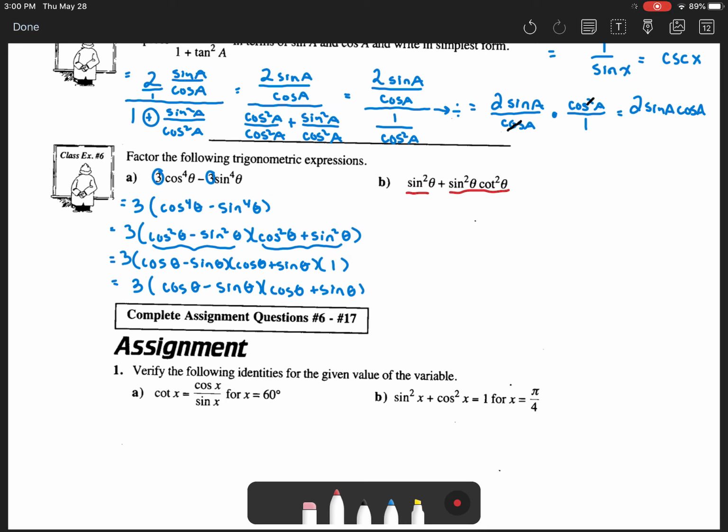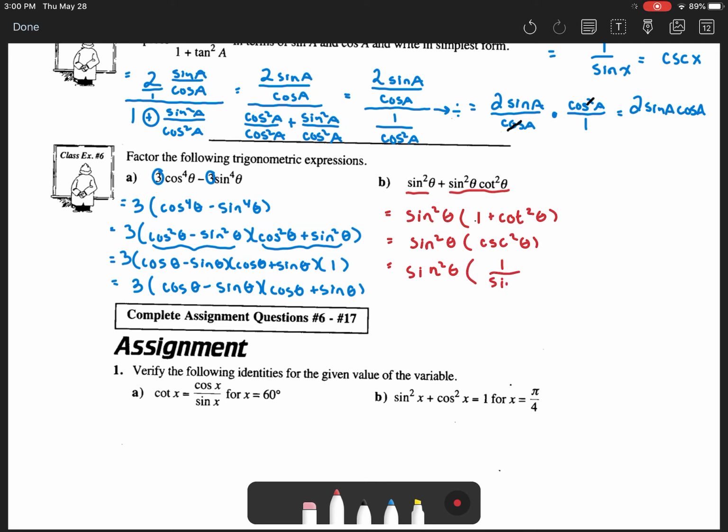In B, again, I have 2 terms. I have sine squared of theta and cotangent squared of theta. So what I can factor out is sine squared of theta. You can see that that is the same between those two terms. So I factor out sine squared of theta, leaving me with 1 plus cotangent squared of theta. Now, if you look on our identities that we learned today, or you flip to your formula sheet at the back, 1 plus cotangent squared of theta is equal to cosecant squared of theta. That's an identity. So I replace 1 plus cotangent squared of theta with cosecant squared of theta.